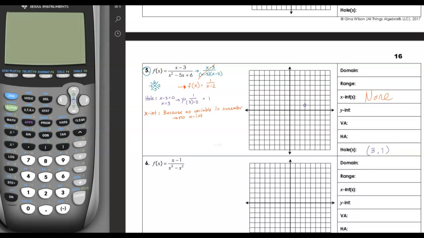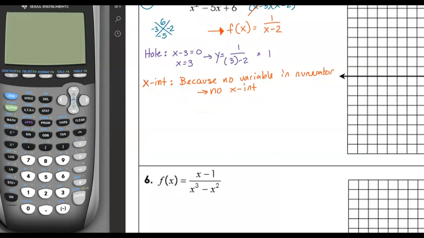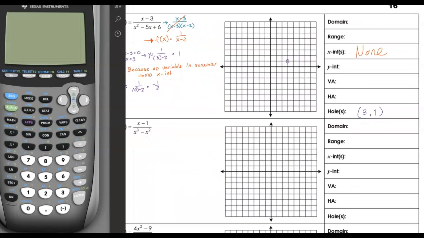So now we're going to go ahead and find our y-intercept. Remember, our y-intercepts are found by plugging 0 in for our x values. Now I'm going to use my simplified form and plug 0 in for x. And this simplifies down to -1/2. So my y-intercept is 0, comma, negative 1/2. And I'll go ahead and plot that point. 0, negative 1/2.